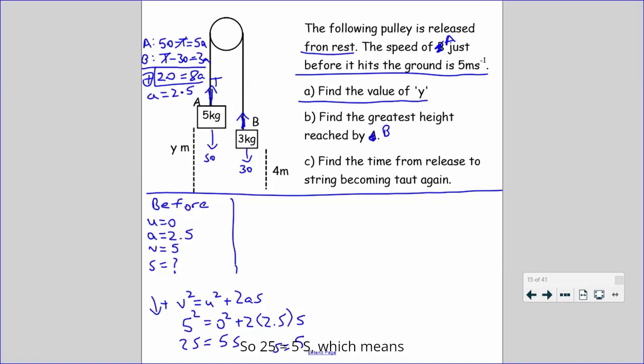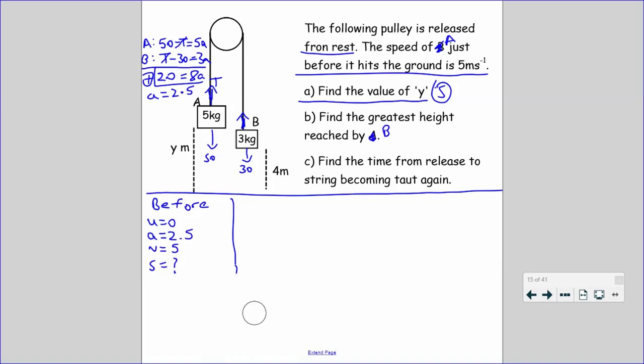So 25 equals 5S, which means S equals 5. So Y will be 5 meters. Okay, that's part A done. And I'm gonna rub this off just to make it easier.